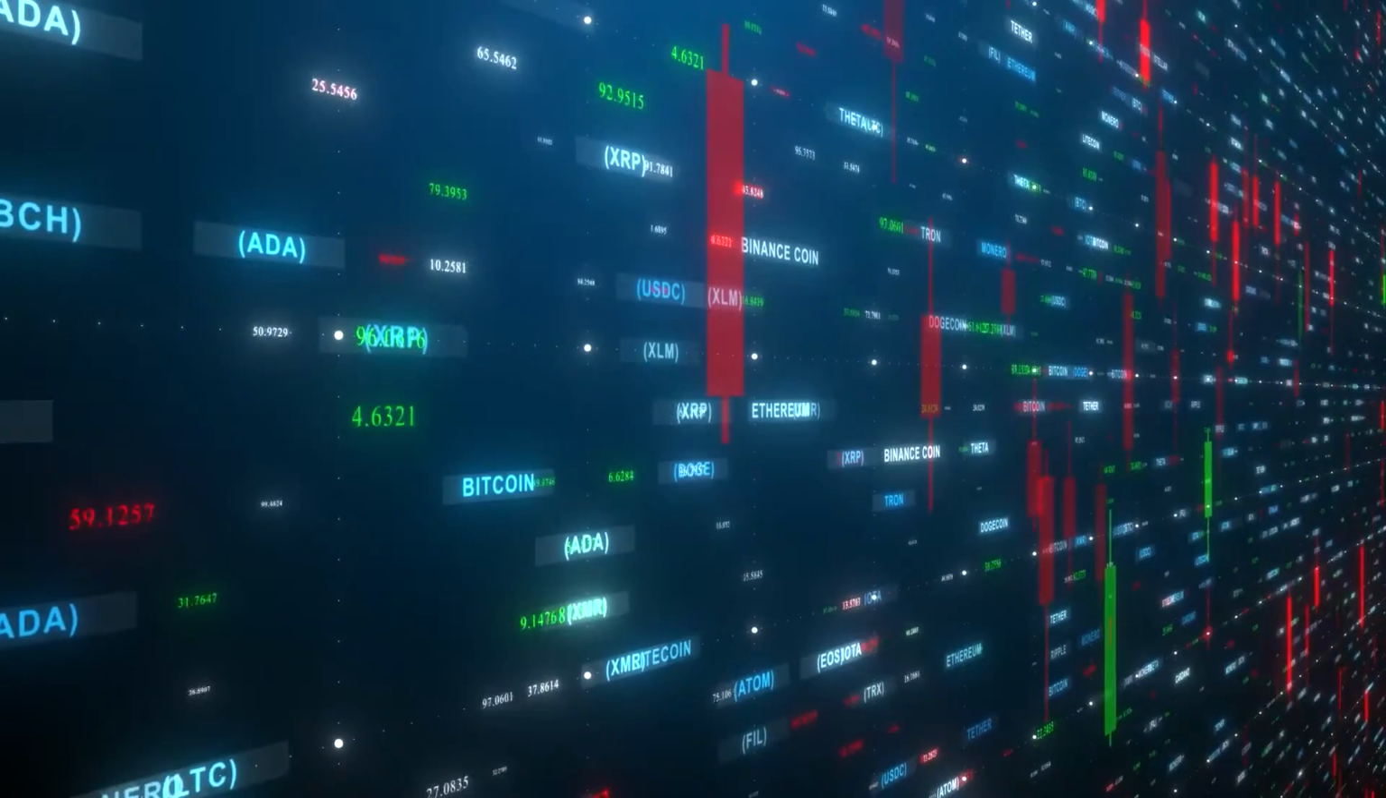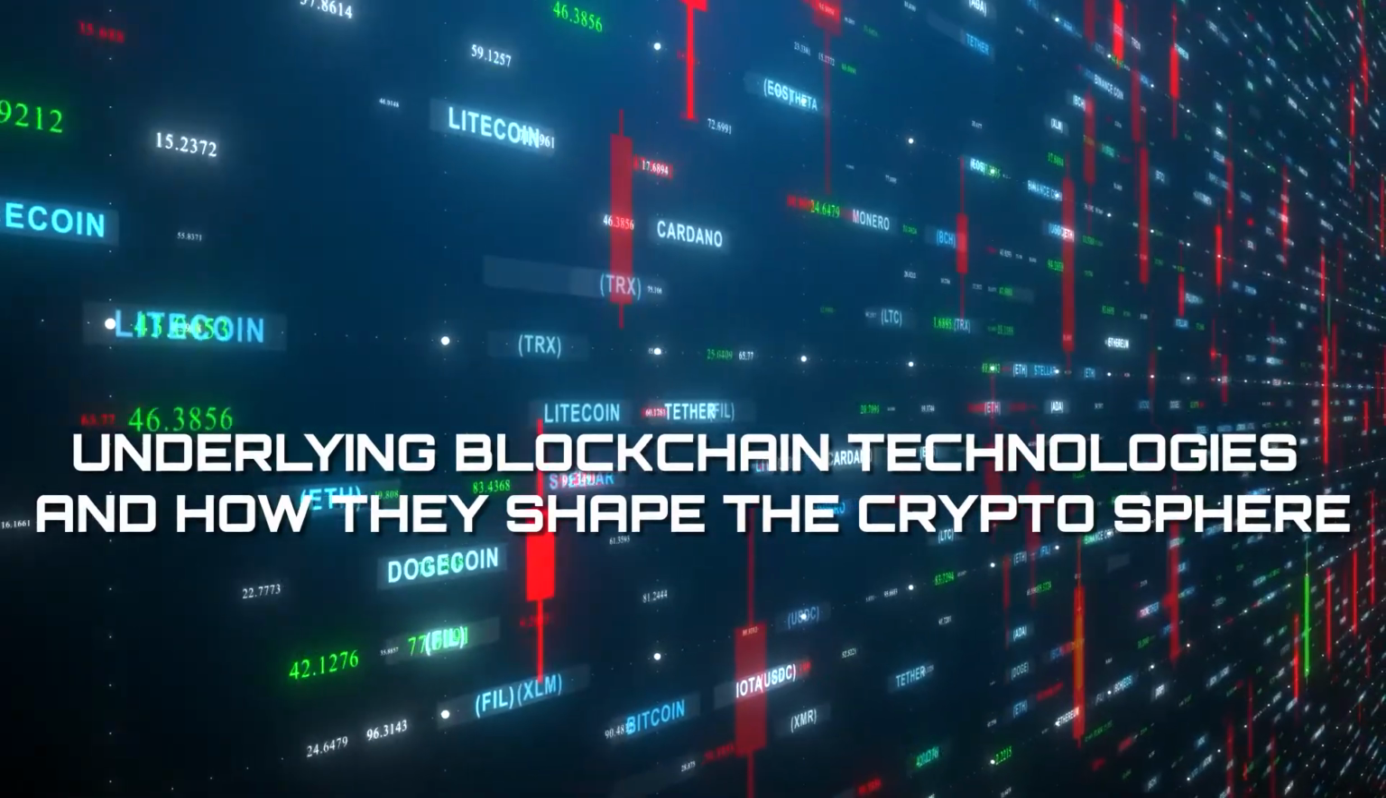But now it's time to dive one level deeper and look at the underlying blockchain technologies and how they shape the cryptosphere.